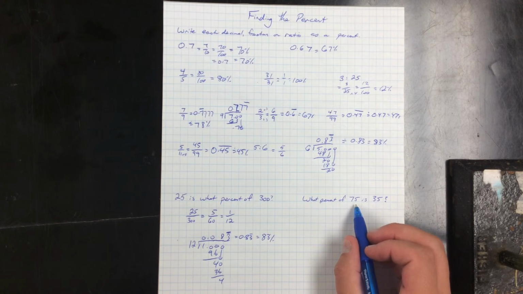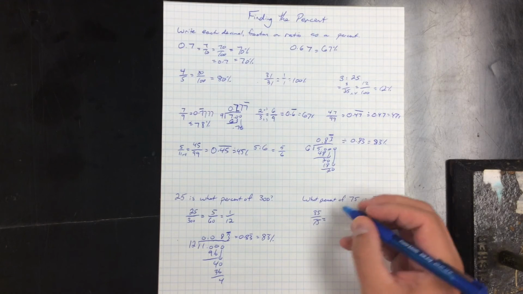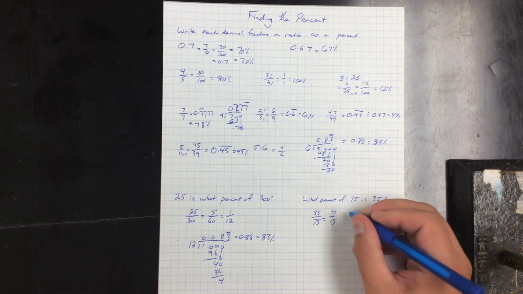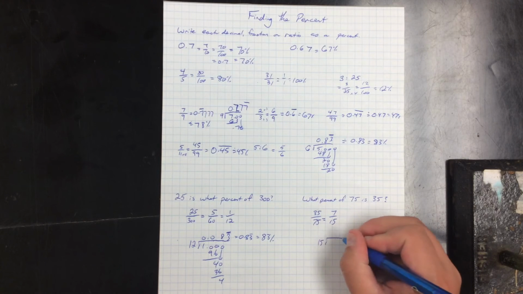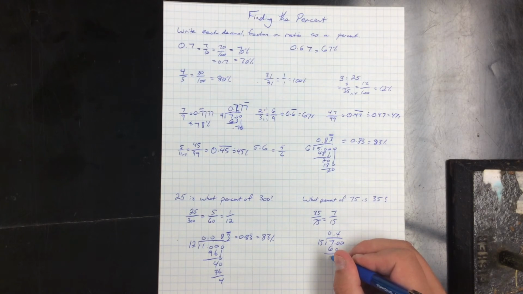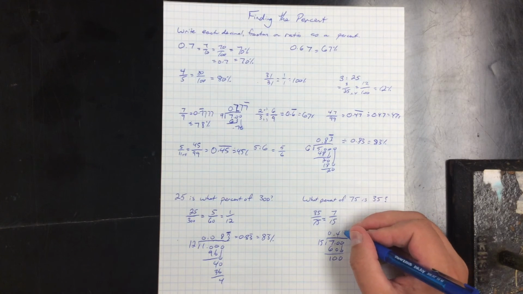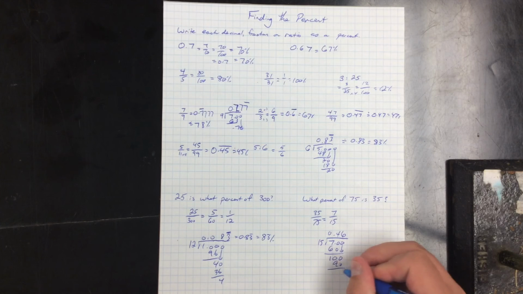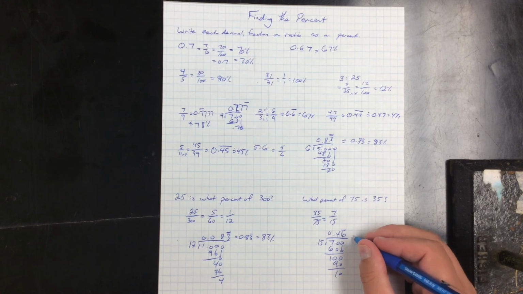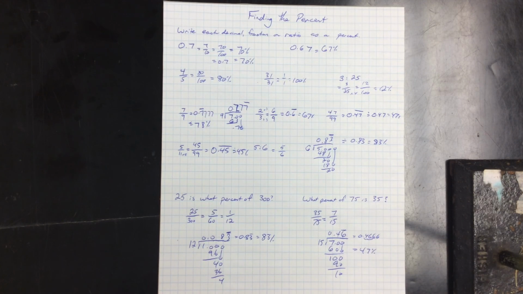And what percent of 75 is 35? In other words, 35 over 75, which is the same as 7/15. So how many times does 15 go into 7? 15 times 4 is 60. 10 left over, bring down that 0. 15 times 6 is 90. 10 left over, so that's going to repeat. So it's 0.4666, which is the same as about 47%.